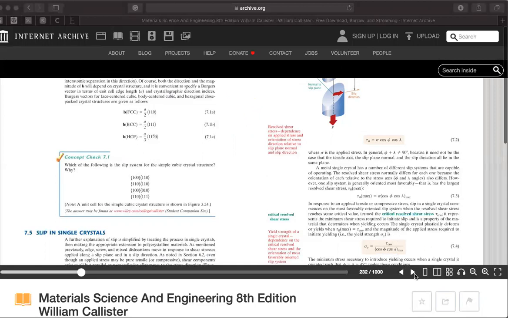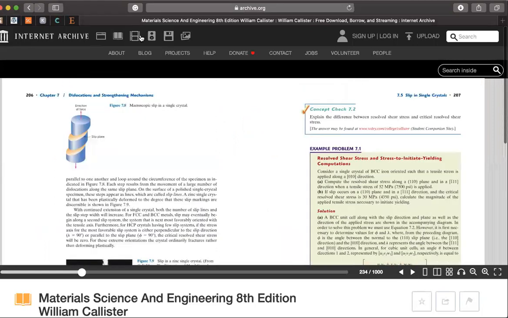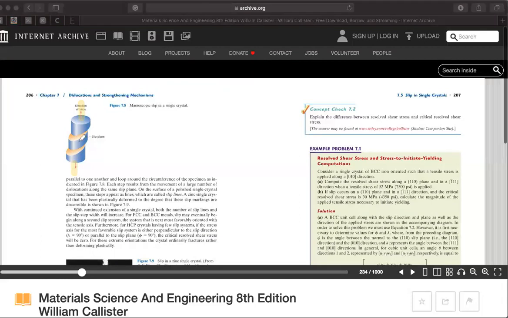Now let's try to see what's going to happen if you apply uniaxial load, and that load resulted in shear stress. Just a shear stress, nothing is going to happen. Dislocation will not move. But if you apply critical resolved shear stress, then the dislocation starts to slip on certain planes.